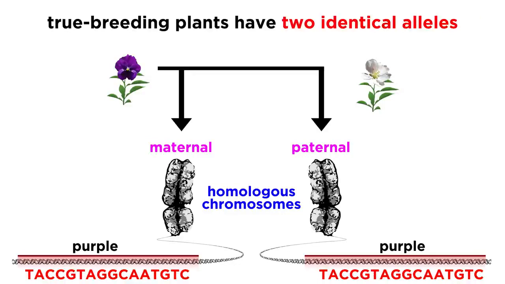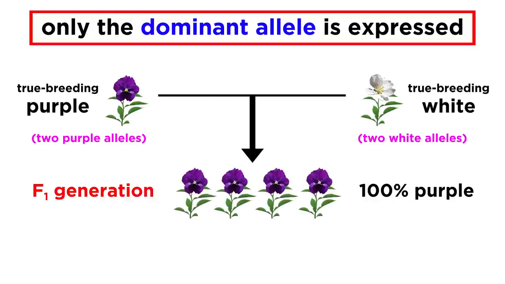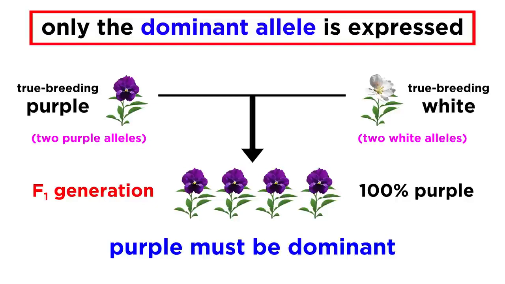Although Mendel didn't know anything about DNA, he was still able to decipher this concept of two alleles per trait. True breeding plants must have identical alleles for a particular trait, but when he performed the hybridization, he realized that one allele was dominant, in that it was expressed while the other was recessive and stayed dormant. In this case, when purple and white are hybridized, the F1 generation is all purple, so purple must be dominant.